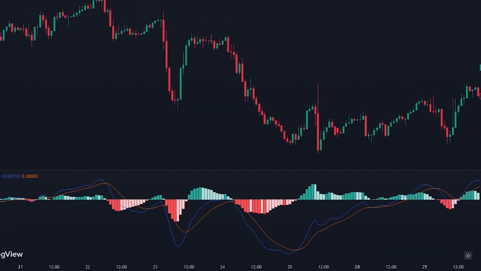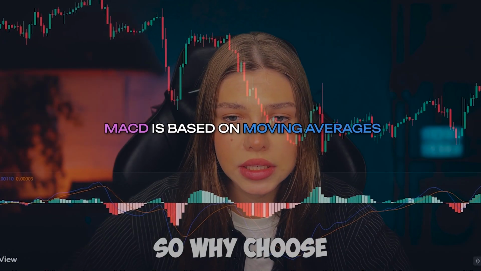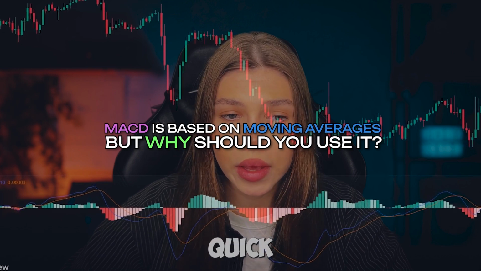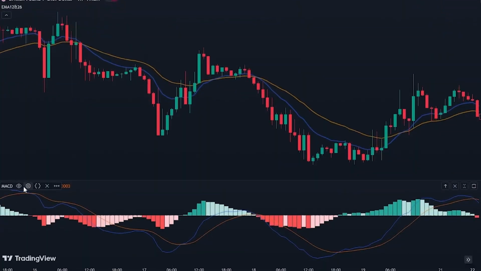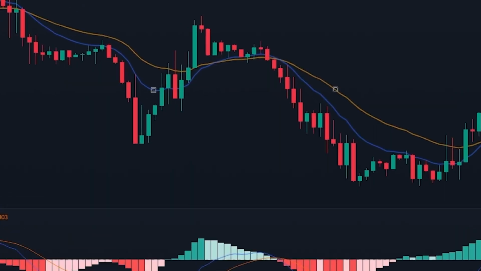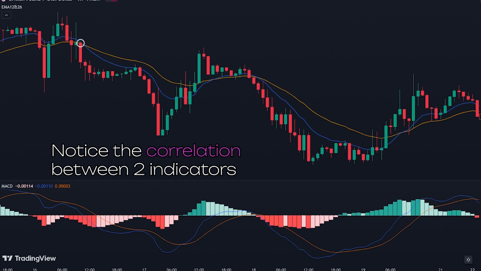We now know that the MACD relies on moving averages, so why choose the MACD over the moving average? Well, let me give you a quick comparison. So here we have the MACD set to default settings 12 and 26, and over here we have two exponential moving averages also set at 12 and 26. Notice the correlation between the two indicators. Whenever there is a crossover on the moving averages, a corresponding crossover occurs on the MACD, but it's between the MACD line and the zero line.